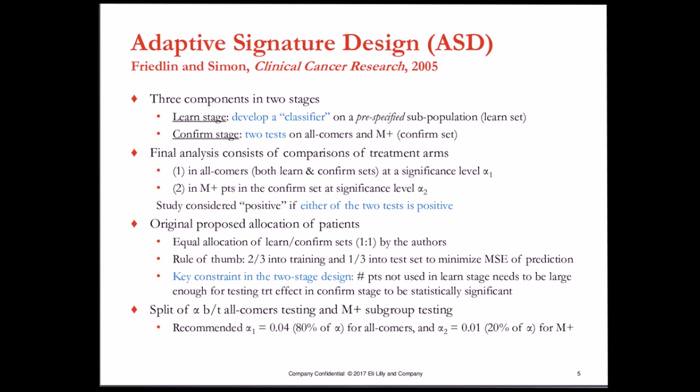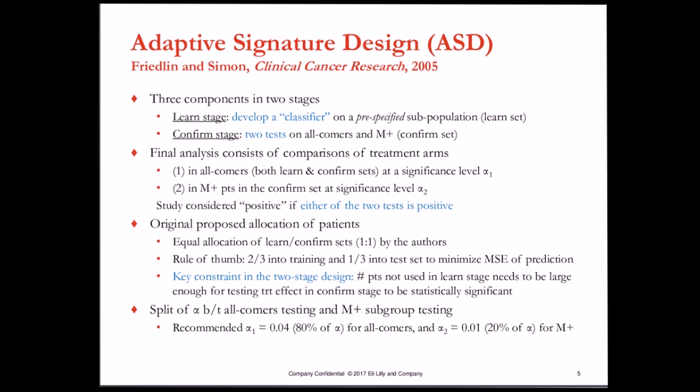Next is the confirmed stage, where we have 2 pre-specified tests for the treatment effect. One test is done for the all-comers, both marker-positive and marker-negative, and the other for marker-positive patients only, where those marker-positive patients are selected for the confirmed set. It should be emphasized that when we identify those marker-positive patients at this confirmed stage, no patients in the learned set should be used.